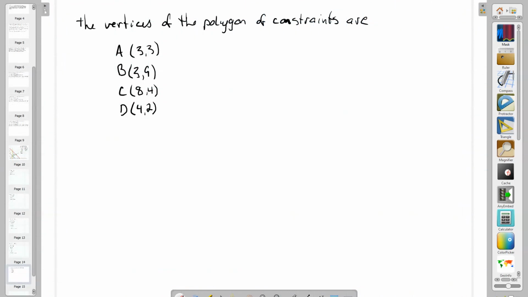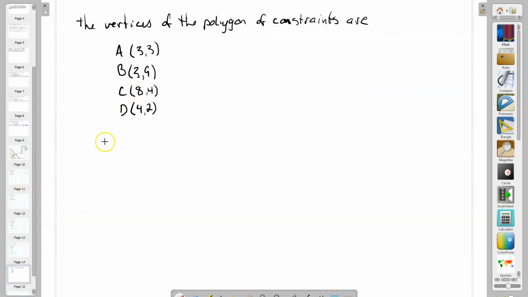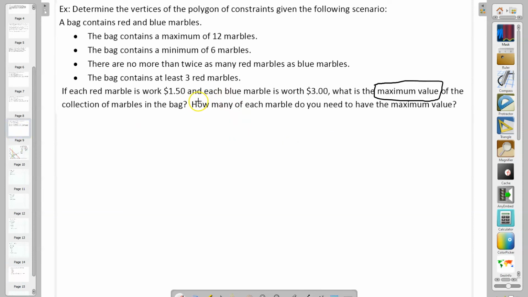So the vertices of the polygon of constraints are A (3, 3), B (3, 9), C (8, 4), and D (4, 2). So we've identified all of the vertices of that polygon. Now let's go back to our original question and see what is the target objective. Well, looking at the target objective, it says we're looking for a maximum value. So that's our target objective, is to find a maximum value. So we've identified our objective.